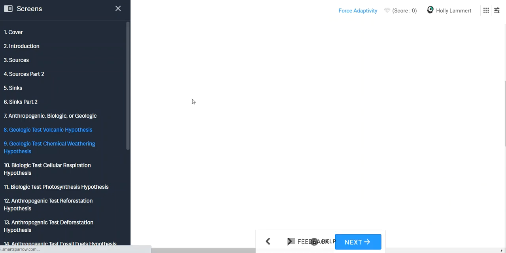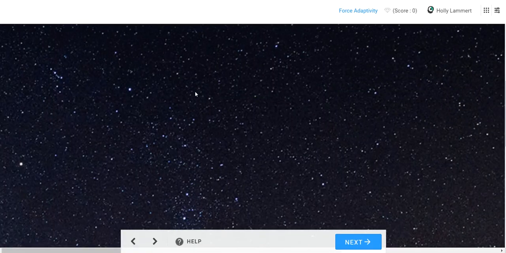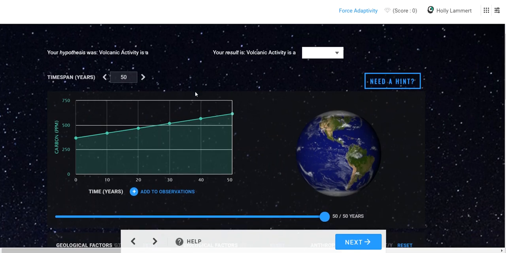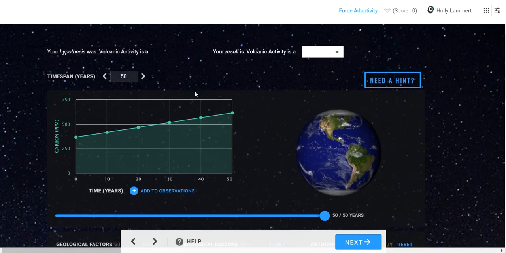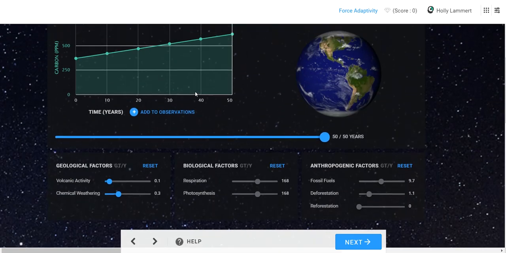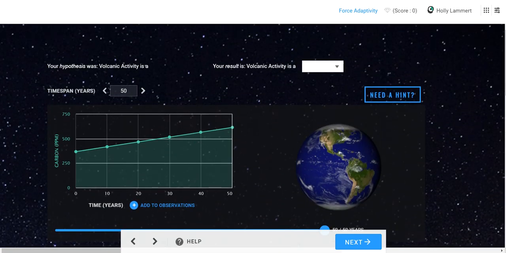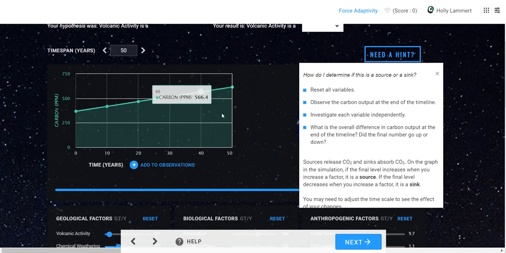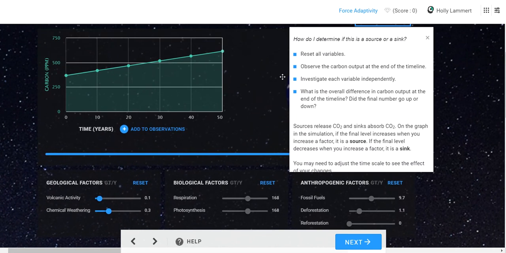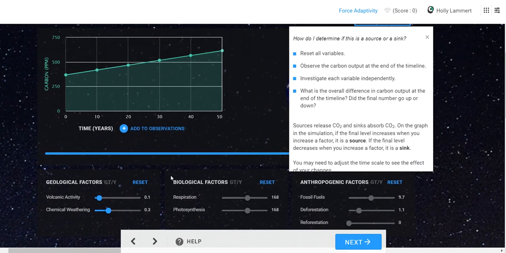Okay, let's start with geologic. Here we go. All right, what do we got here? Okay, so let's see. This is a cool little program. We get to move around some variables. So we're going to reset all the variables down here. Reset. Observe the carbon output at the end of the timeline.